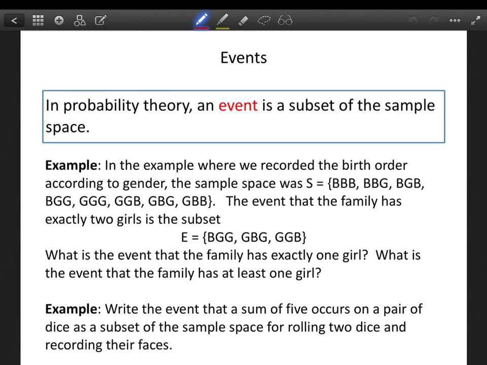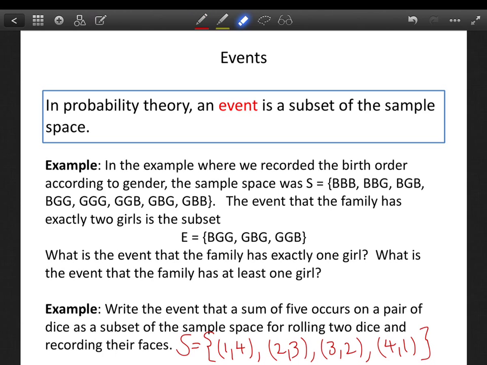Okay, an event is just a subset of the sample space. I'll let you read the top example and we'll work through the bottom example. So the event that a sum of 5 occurs on a pair of dice is a subset of the sample space. Here, this was our second sample space. How could we get a sum of 5? Well, I could get a 1 and a 4, or a 2 and a 3, or a 3 and a 2, or a 4 and a 1. Whoops, and this is not my sample space. This is a subset of my sample space. It's an event.